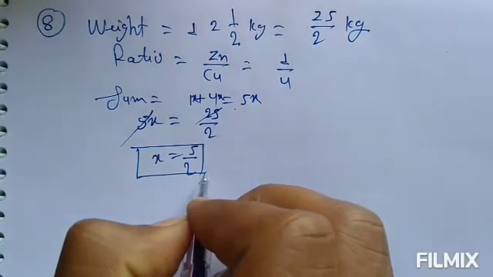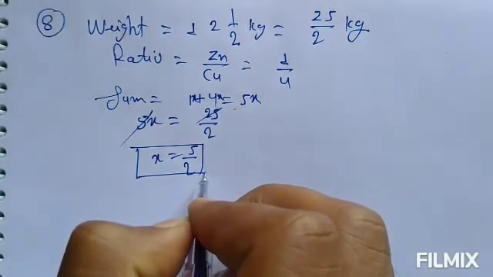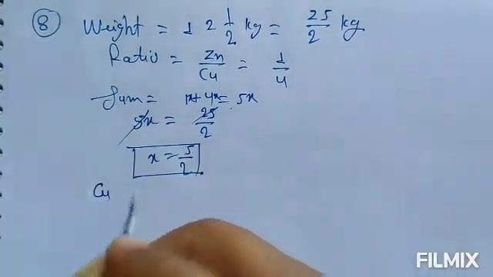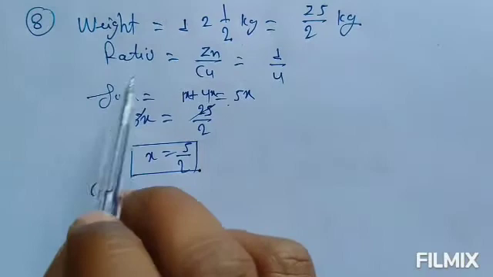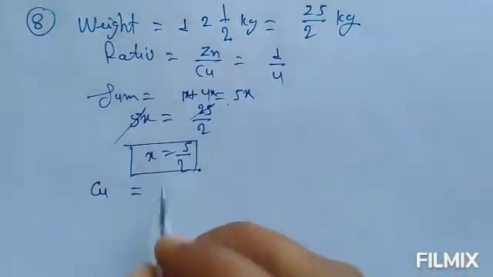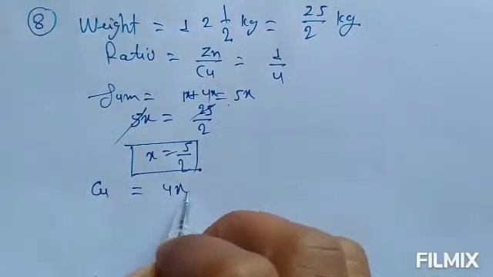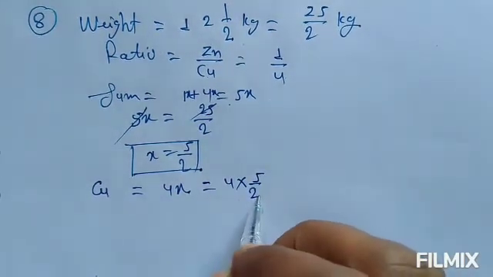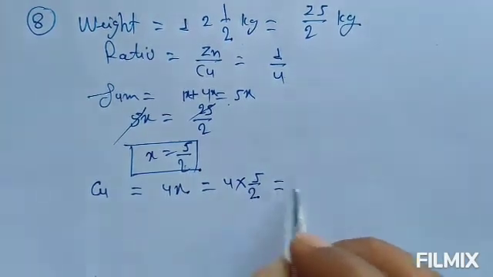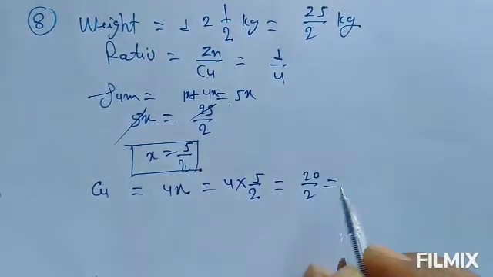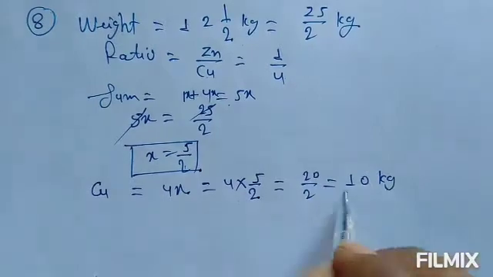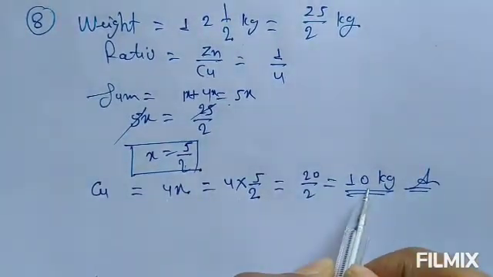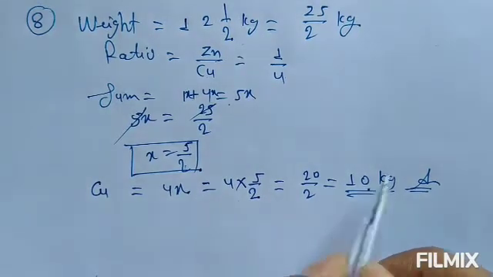The question asks about the weight of copper. Then weight of Cu equal to, what is Cu? Cu is 4, means 4x equal to 4 into 5/2. 4 into 5/2, 4 5 ja 20/2 equal to 10 kilogram. This is the answer. Copper is 10 kilogram. So zinc will be 2.5 kilogram or 2 whole 1/5 kilogram.